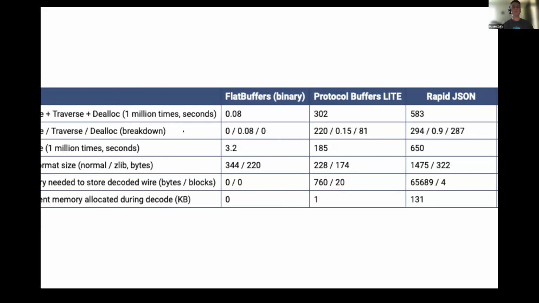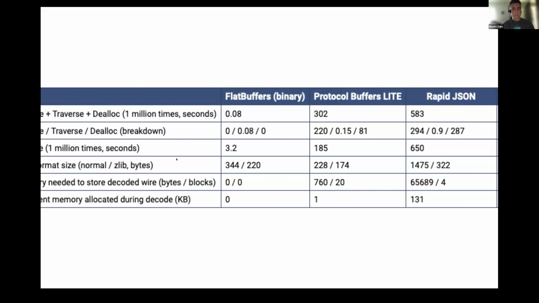Here we have a breakdown to actually understand what is going on. Why is flat buffers so much faster? Here we have a breakdown in decode, traverse, and deallocate. We can see that there is no time spent on decode and deallocate in flat buffers, and traverse takes 80 milliseconds, whereas in protocol buffers, traverse is not that much slower, but lots of time is spent in decoding and deallocation. Same with JSON, basically, right? Decoding and deallocation afterwards take lots of time.